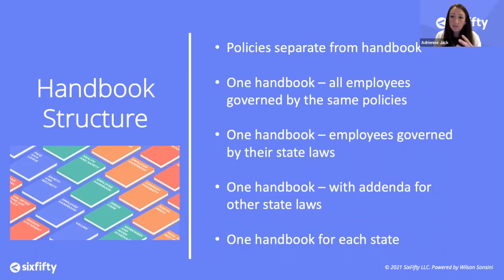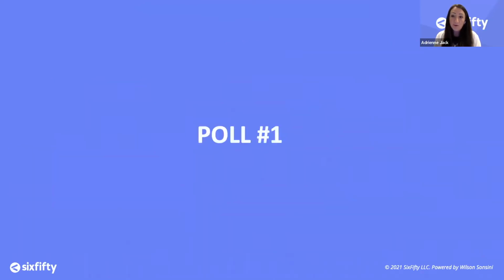So as we start to think about the updates, first we need to think about how is the employee handbook structured and how would it make sense to add those updates to an employee handbook and how to communicate those to employees. So we'd like to ask a poll now based on our attendees, how does your company structure its employee handbook? Is it the first option where it has one handbook and all the provisions apply to all employees? Is there one handbook but has state-specific provisions? Is it a handbook with addenda for different state laws? Is there a separate handbook for each state, or is it a different approach that we haven't discussed?